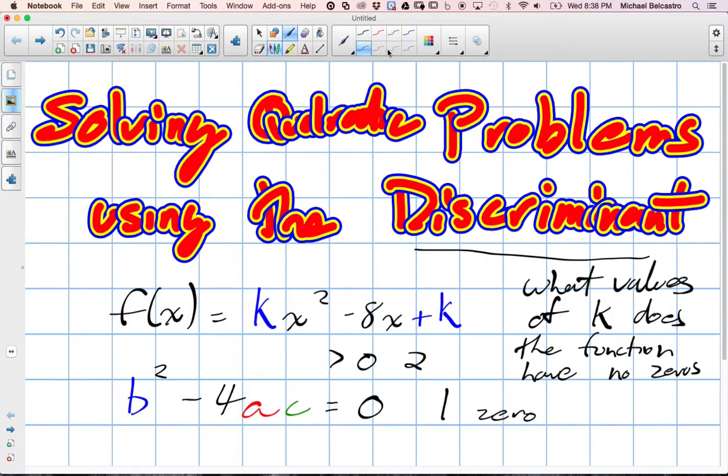Maybe I should be writing this in red so we have rules. Equal to 0, then 1 zero. If it is greater than 0, then we have 2 zeros. And if it is less than 0, then we have 0 zeros.